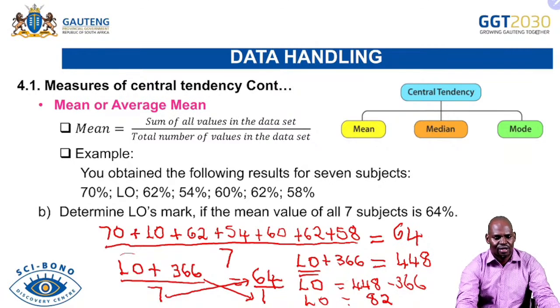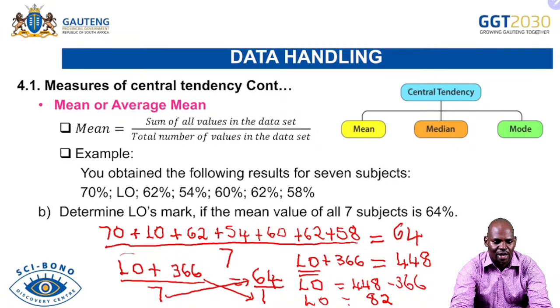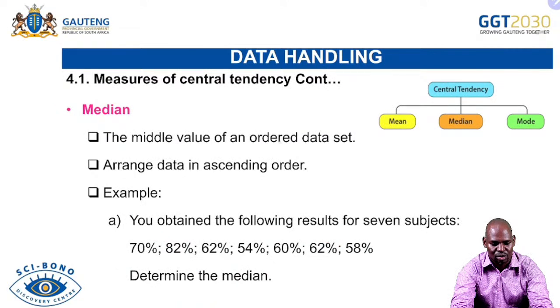Then another type of measure of central tendency is the median. From the definition, you can see that it is the middle value of an ordered data set, not just the middle, but the middlemost of ordered values. So it means the values must be in order. When they ask you to calculate a median, you have to make sure that you arrange the data in ascending order. Ascending order or descending order, but we prefer that you arrange them in ascending order.